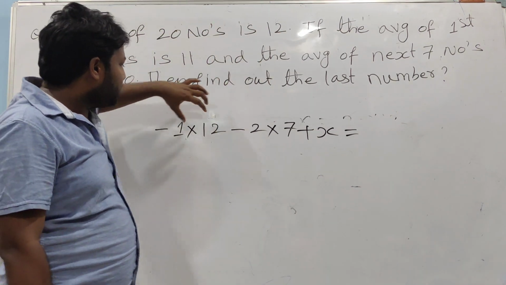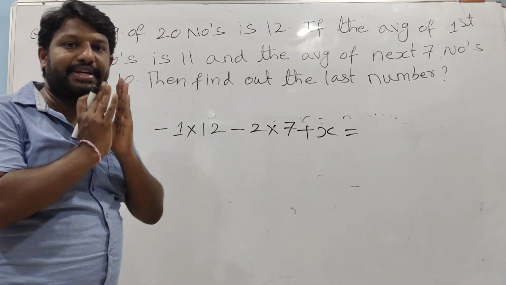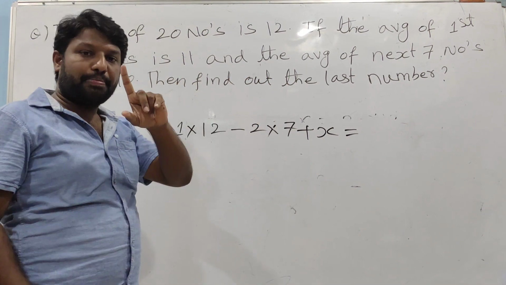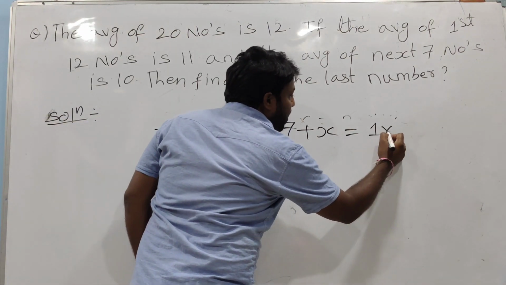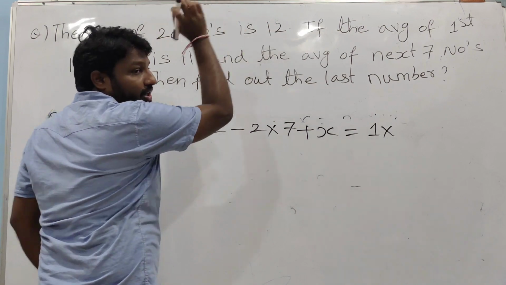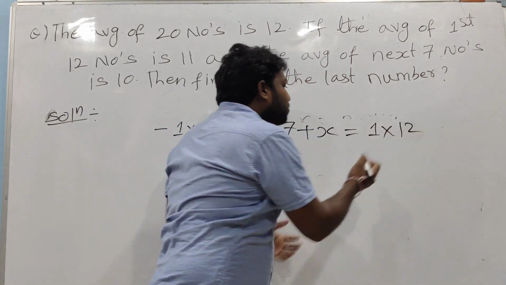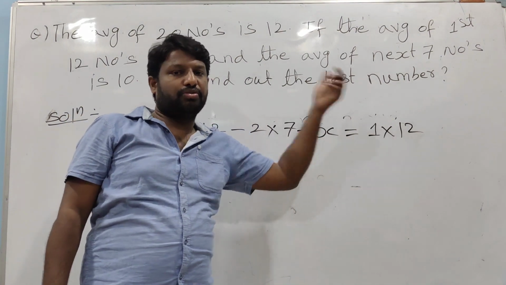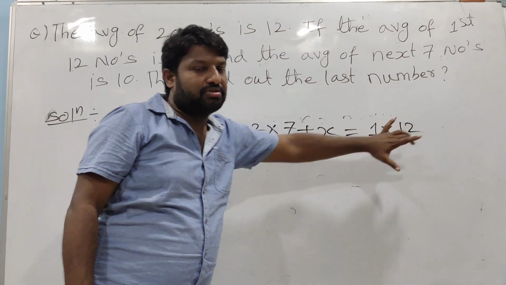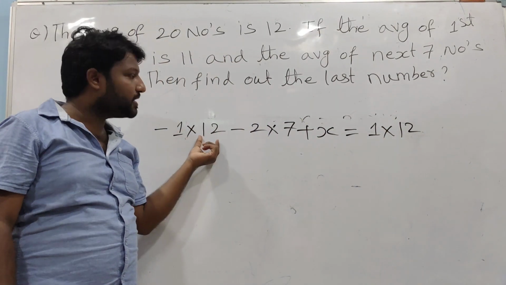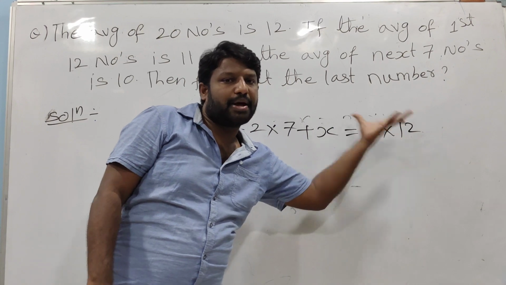Out of this, we have compensated for 12 numbers and 7 numbers, so total 19 numbers' sum is compensated. Remaining is only one number, so I am writing that one number's sum as 1 into 12. Suppose if you get 2 numbers here, then you will multiply 2 into 12; if 3 numbers, 3 into 12. So it is number into average, because 12 numbers' average is compensated, 7 numbers' average is compensated, and the remaining 1 number I am writing here.